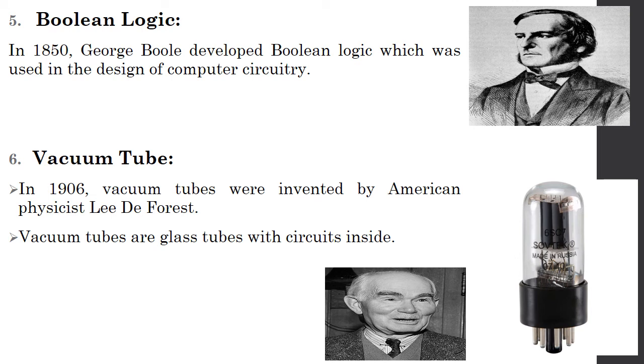Next, sixth one is vacuum tube. In 1906, vacuum tubes were invented by American physicist Lee De Forest. So vacuum tubes are glass tubes with circuits inside. You can see a picture over here on the right side of the page. It is a vacuum tube. You can see circuits inside that. It looks like a bulb or the CFL bulbs which you have in your house. It looks similar to that, but it is not a bulb. It is a glass tube which contains circuits inside.